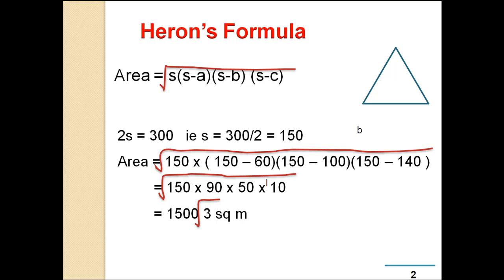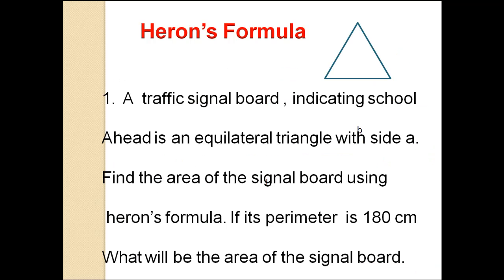Area equal to square root of 150 into (150 minus 60) into (150 minus 100) into (150 minus 140). That is square root of 150 into 90 into 50 into 10. That is 1500 into square root of 3 square meters.